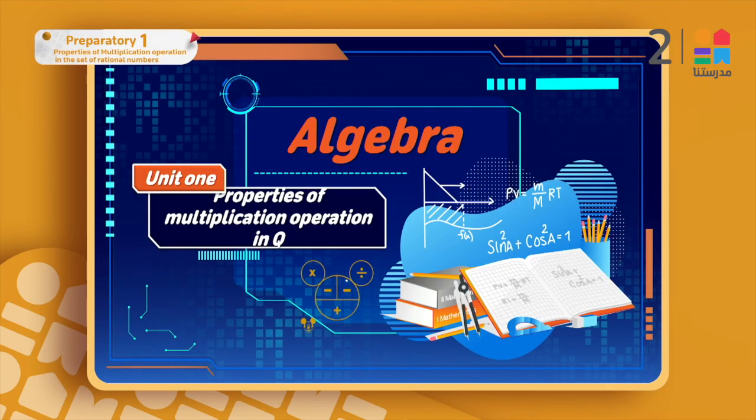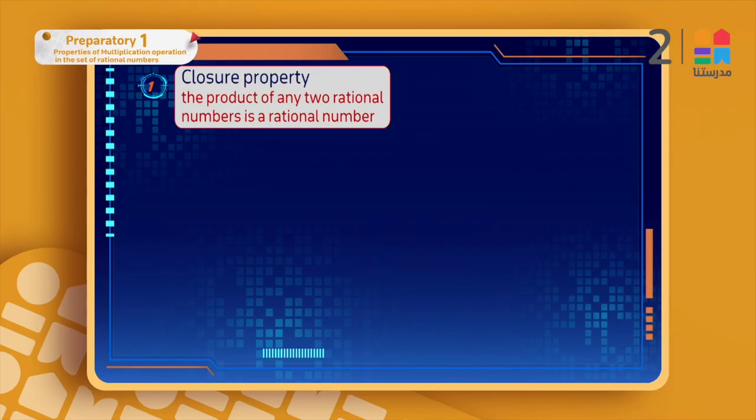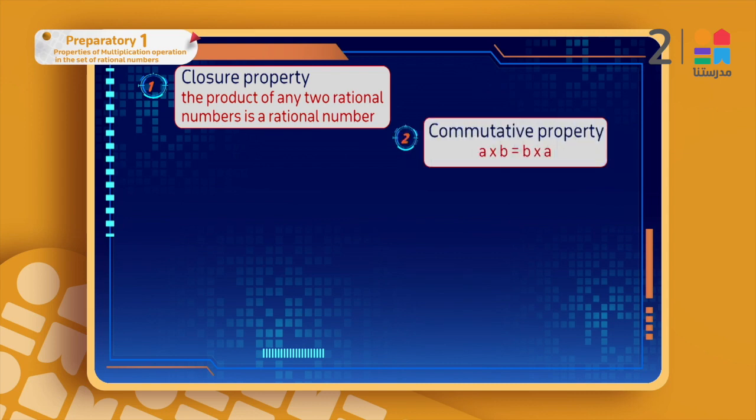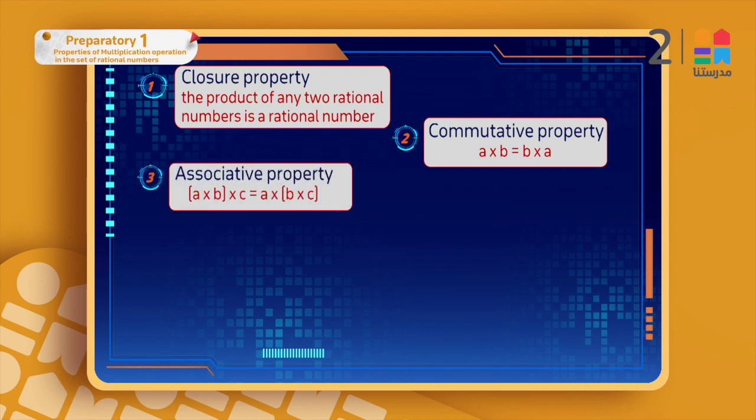Properties of multiplication operation in Q. Closure property, the first one: the product of any two rational numbers is a rational number too. The second is commutative property, which is A times B equals B times A. The third, associative property, and here we have three numbers. We can start the multiplication from the first two numbers, then multiply it by the third, or start from the last two numbers, then multiply them by the first.